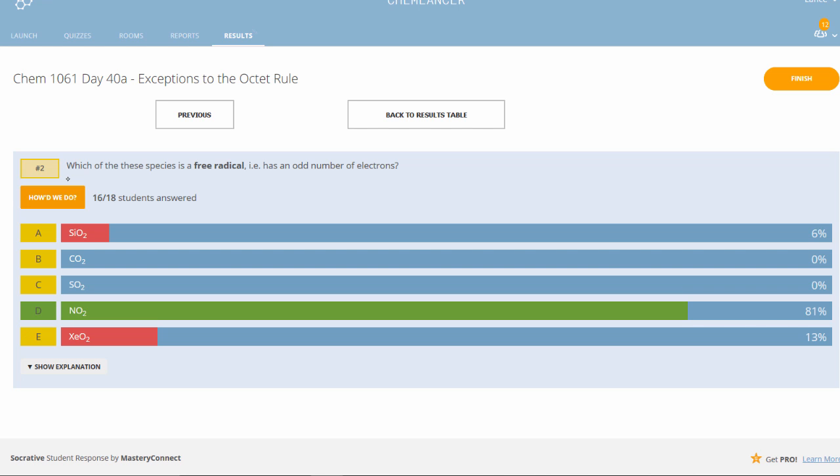And that's because if you sum together valence electrons, nitrogen has 5. Each oxygen has 6, so we wind up with a total of 17 valence electrons in this one. All the rest of these here have an even number if you sum them together, so nitrogen dioxide would be the one that is the free radical. Any questions on either of these two?